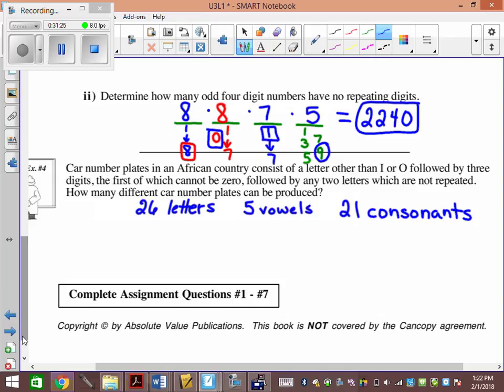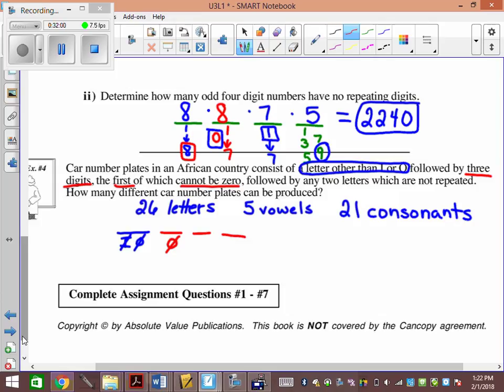So this one starts out with car number plates in an African country consist of a letter other than I or O. So I know my first blank has to be a letter other than I or O. I'll deal with that in a second. Followed by 3 digits. The first cannot be 0. So this one can't be 0. Does it say anything about the other 2 digits? Does it say they can't repeat? If it doesn't say it can't repeat, we assume you can.